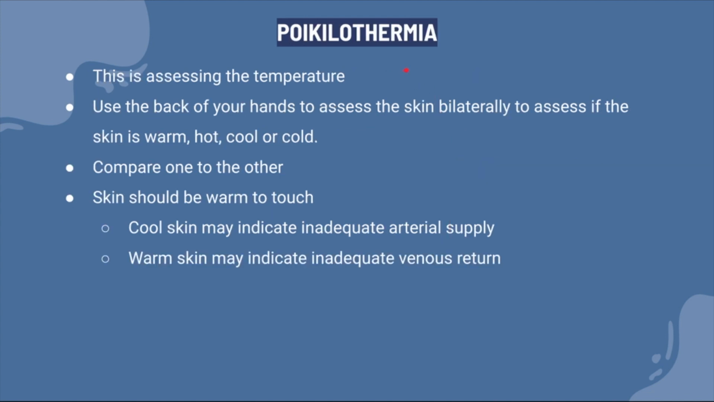Next is poikilothermia. This is the assessing of the temperature. Use the back of your hands to assess the skin bilaterally to determine if the skin is warm, hot, cool, or cold. Compare one to the other. Skin should be warm to touch normally, so cool skin may indicate inadequate arterial supply and warm skin may indicate inadequate venous return.